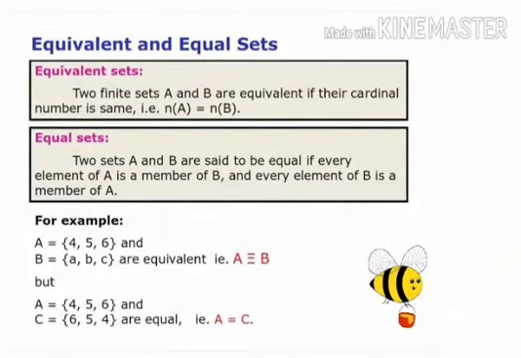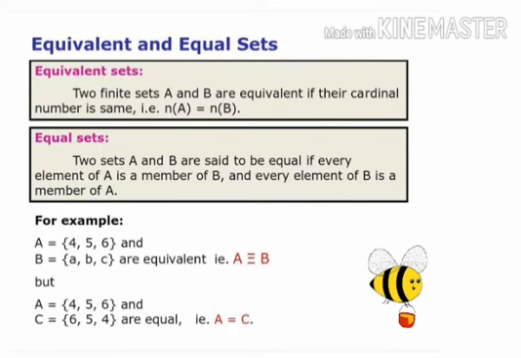Equivalent sets. Two finite sets A and B are equivalent if their cardinal number is the same. That is n(A) equal to n(B), which means the number of elements of set A must be equal to the number of elements of set B. For example, look at A equal to {4, 5, 6}. There are 3 elements. And look at the set B equal to {a, b, c}. Here also 3 elements, which means set A is equivalent to set B. That is A equivalent B.